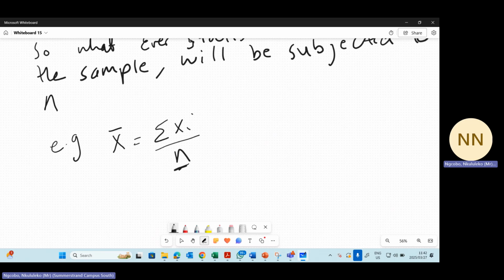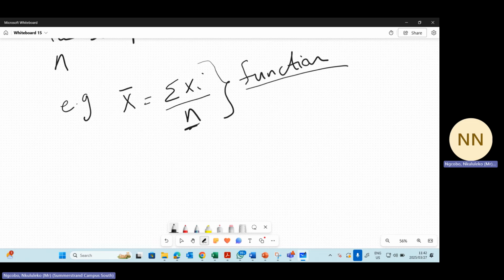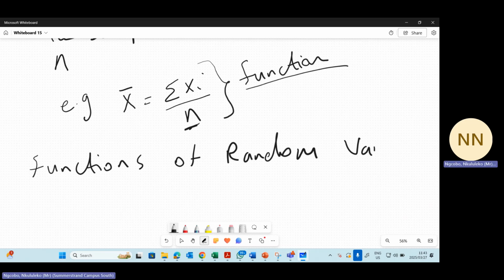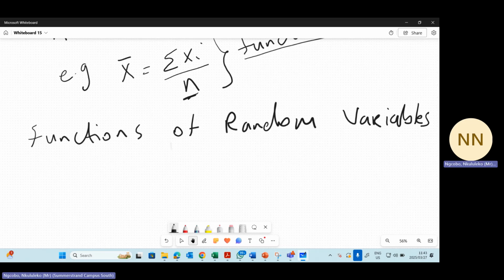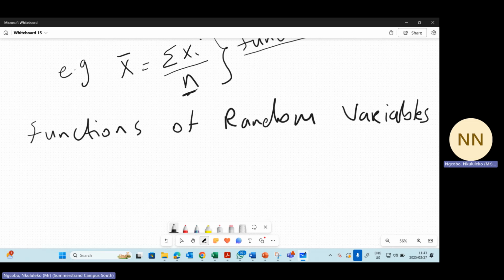Now, this is not just an estimate. This is also called a function, a function of finding the mean, right? So chapter 6 is looking at all the functions of random variables. So all the statistics are functions of random variables. This is what we're going to look at.